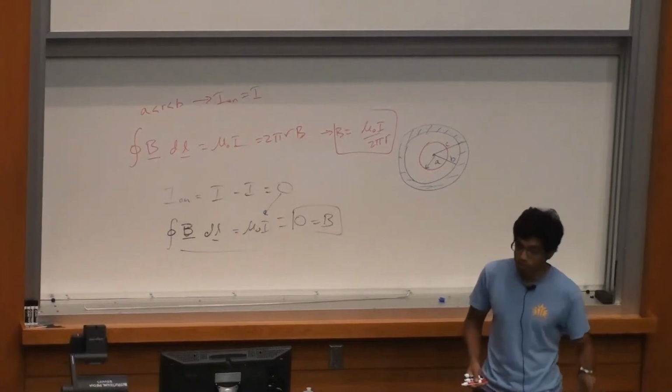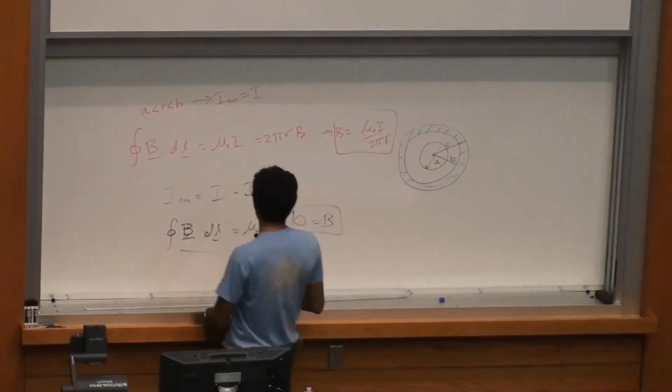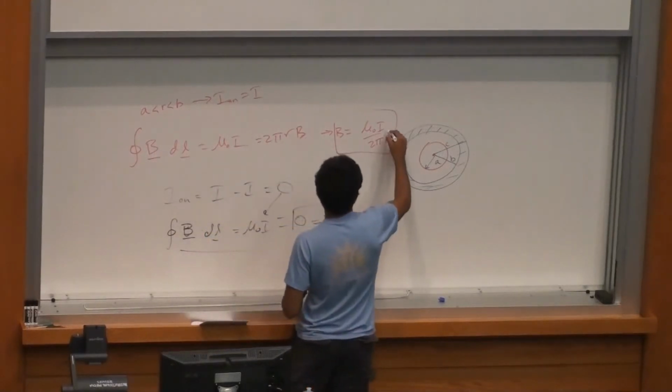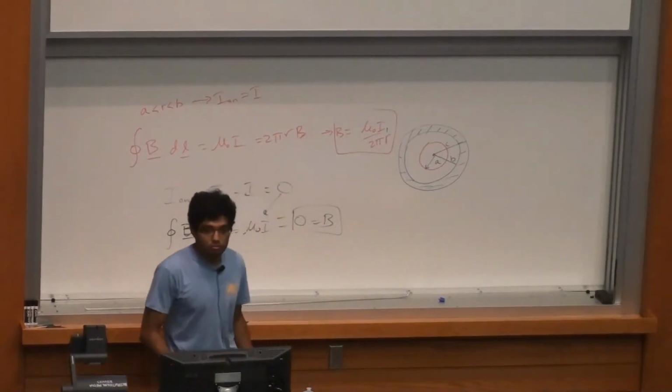So the center part, we already essentially solved for it. If the current inside is I1, then simply add a 1 there. And there you go. Answer's done.